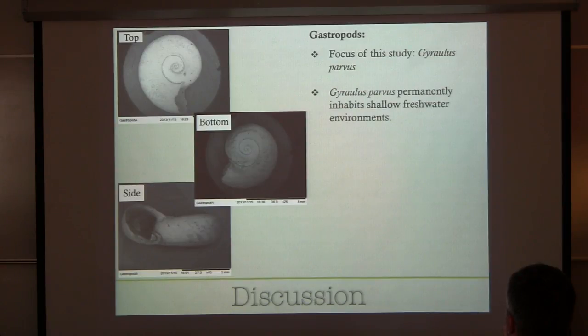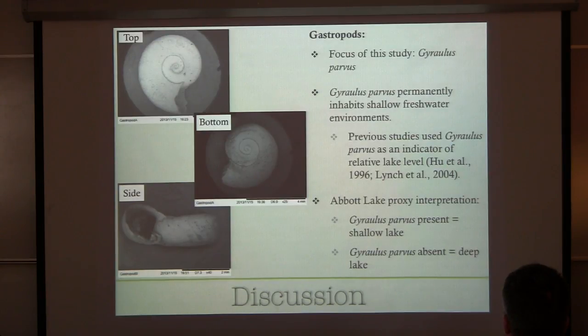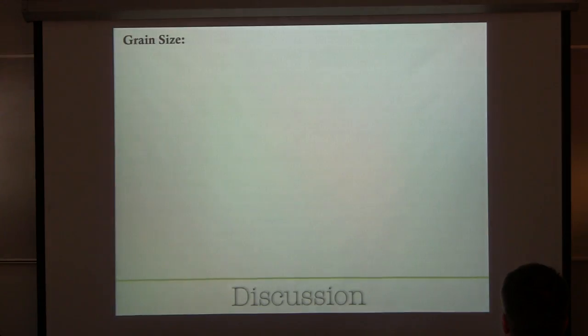And GP permanently inhabits shallow freshwater environments, such as marshes or oxbow lakes like Abbott. And because of this, previous studies have used the presence and absence of GP as a relative indicator of lake level, such that when GP is present, a shallow lake's inferred, and when GP is absent, they infer a deep lake. So we applied these interpretations to Abbott, and we said that when GP is present, it's shallow, and when GP is absent, it's deep. We then could compare our different measurements to the GP record to see what they meant.